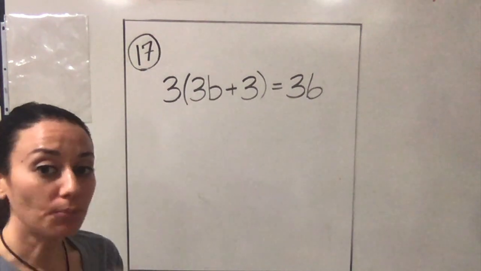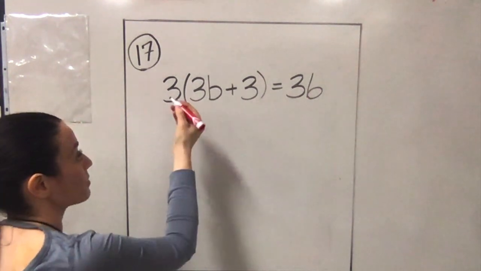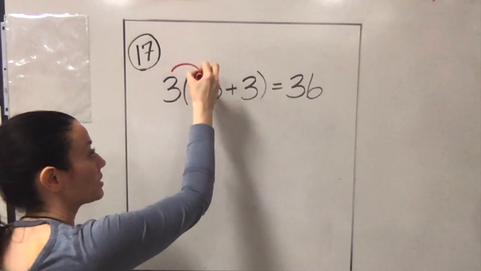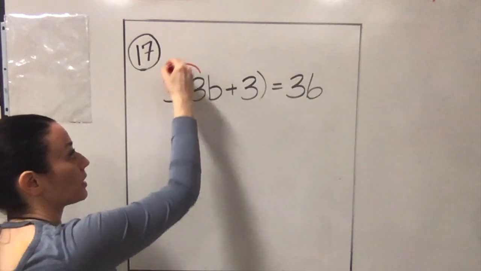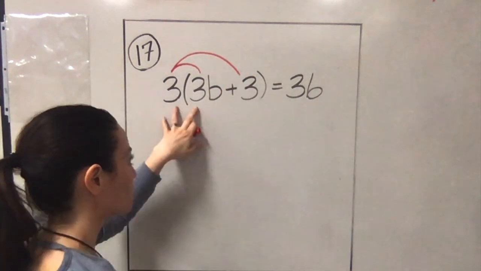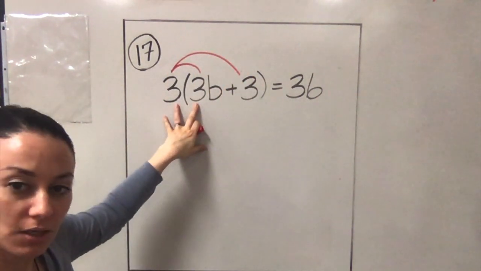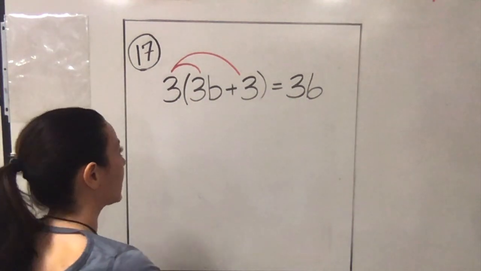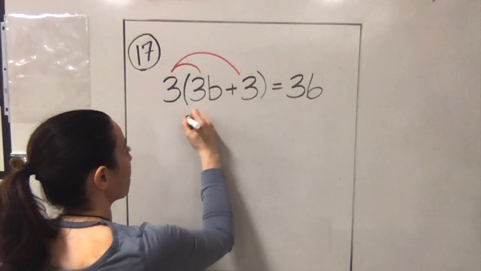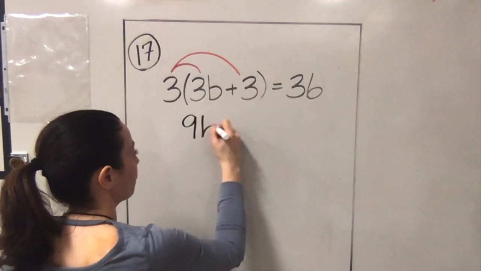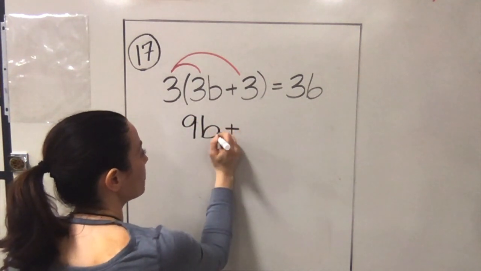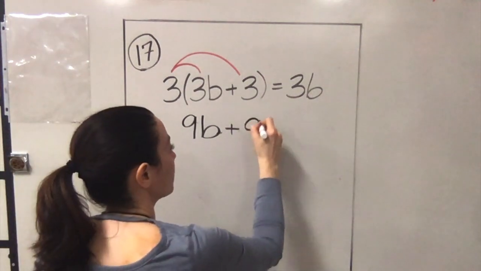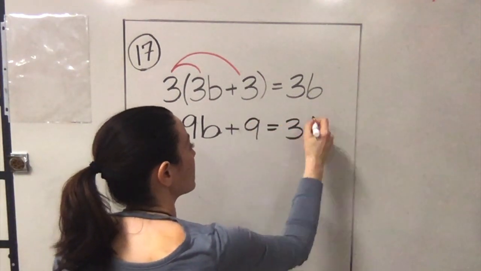So it's really important that everybody makes this little wave, which is this distribution showing we're going to do 3 times 3b and then 3 times 3. So what's 3 times 3b? Just do 3 times 3 and put a b attached to it. It's going to be 9b. Good. And then what is 3 times 3? 3 times 3 is just 9, yeah? And that's going to equal 36.